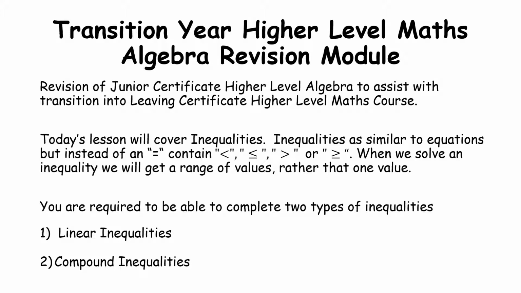So we're going to focus on two different types of inequalities, linear inequalities and a compound linear inequality. The linear inequalities are quite straightforward. A compound linear inequality is when we have more than one inequality in the sum. We're also going to do a little bit of revision on our numbers and how these numbers look on the number line.